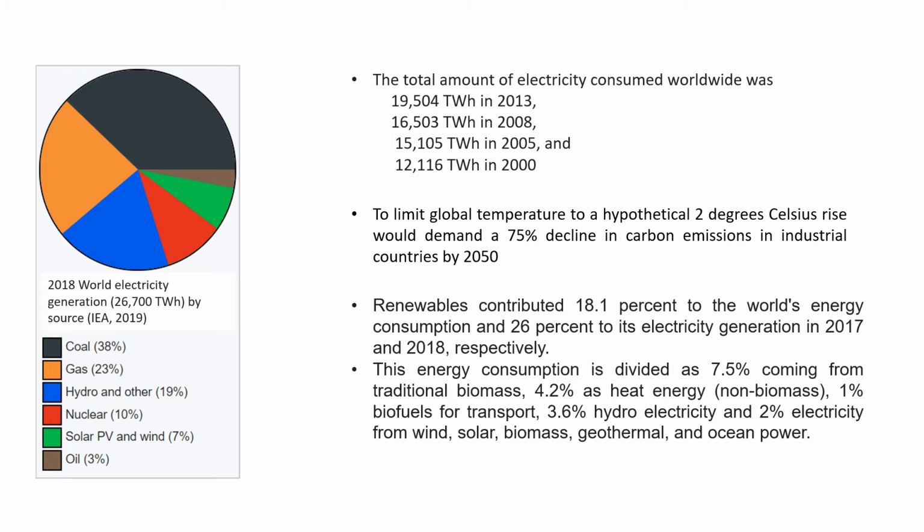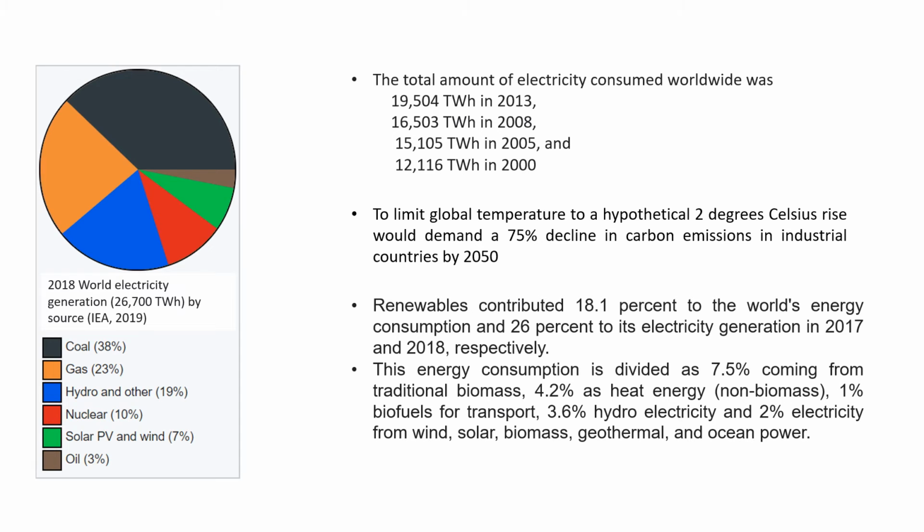In the year 2018, the world electricity production reached 26,700 terawatt hour. A major share comes from coal and gas, followed by hydropower, nuclear, and solar plus wind energy. As we have already seen previously, the use of fossil fuels has created huge amounts of carbon dioxide and greenhouse gases, which has caused global warming.